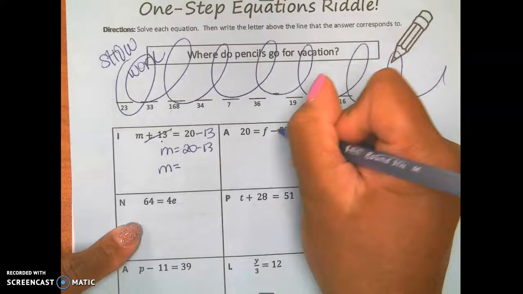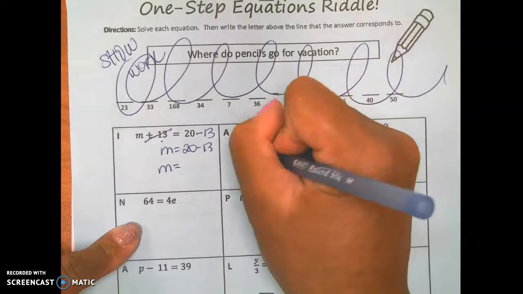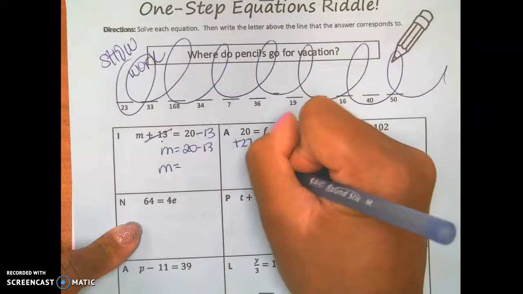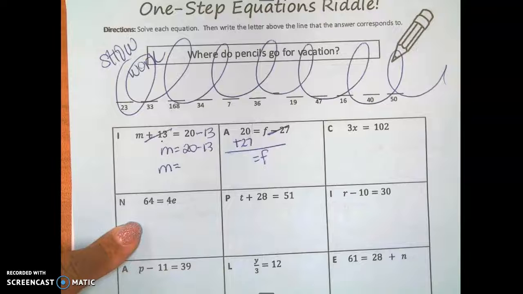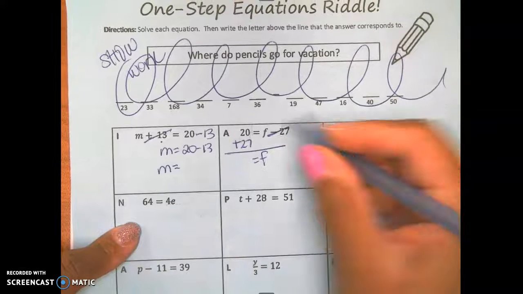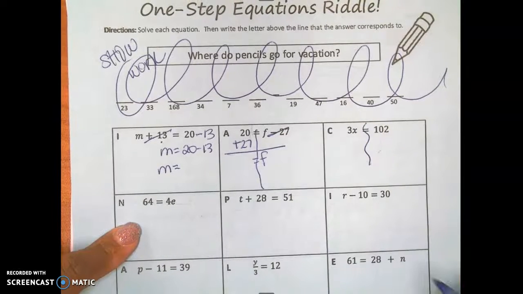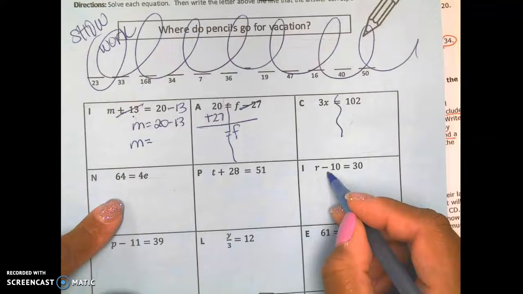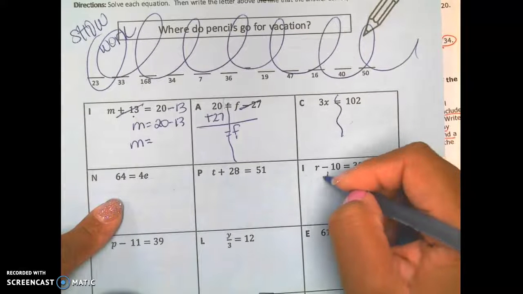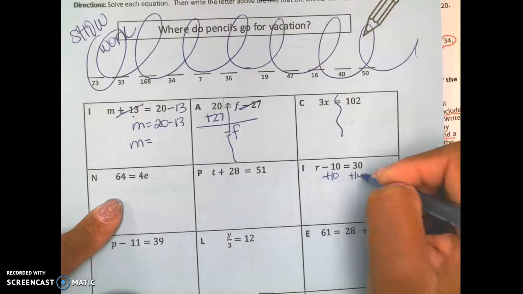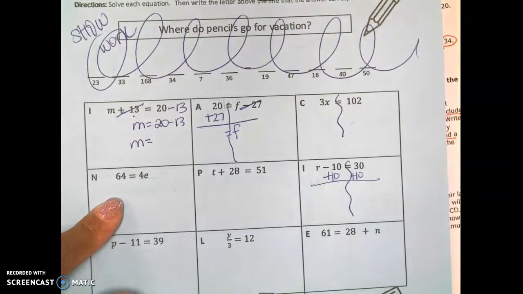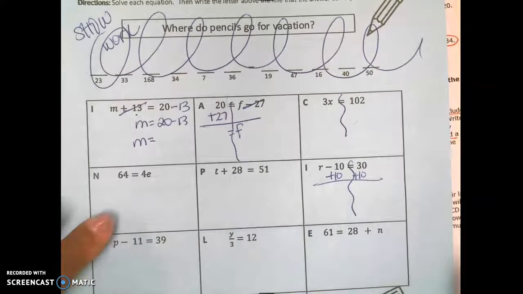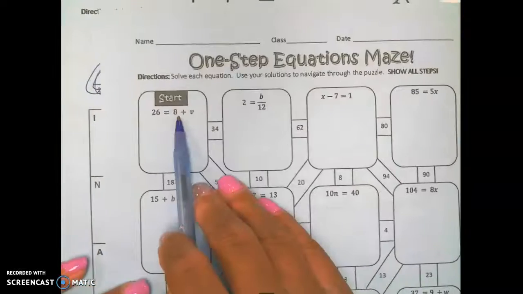This one, positive 27 on this side. F equals whatever the answer to that is. Draw your river. That might help. Do the opposite of minus 10. Put plus 10 and plus 10 on both sides if you need the river. Okay? So you're doing the opposite here. And you're doing the opposite here.